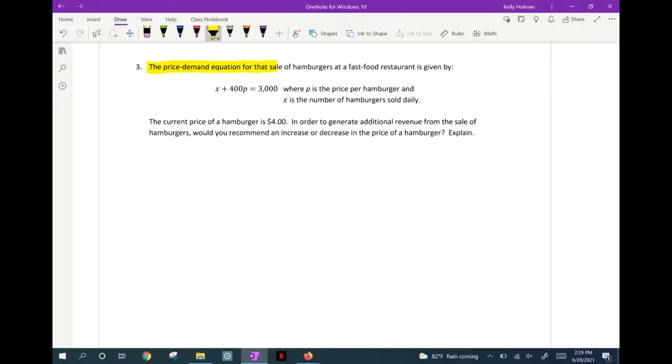The price demand equation for the sale of hamburgers at a fast food restaurant is given by this equation, where P is the price per hamburger and X is the number of hamburgers sold daily. The current price of a hamburger is $4. In order to generate additional revenue from the sale of hamburgers, would you recommend an increase or decrease in the price? So the company is trying to decide, should I increase our price or decrease it? How's that going to affect demand? Do it. Increase the price.